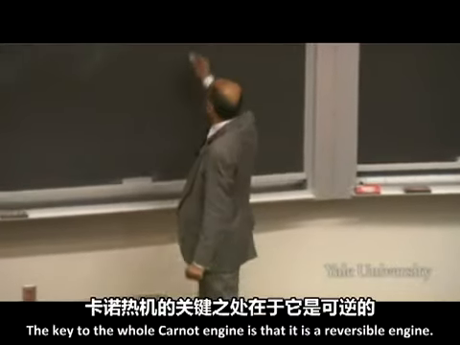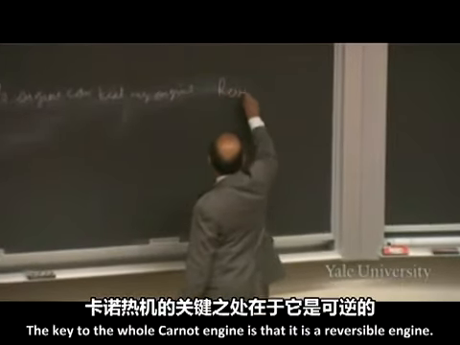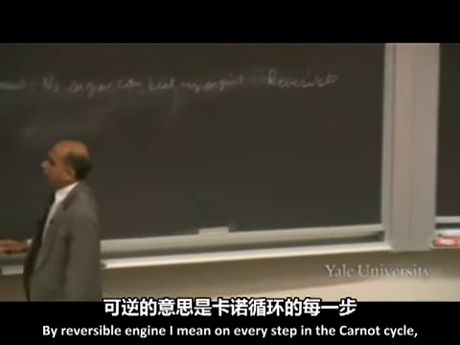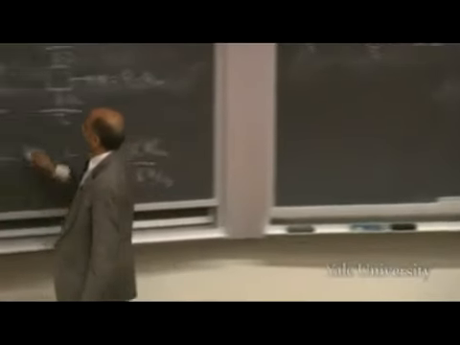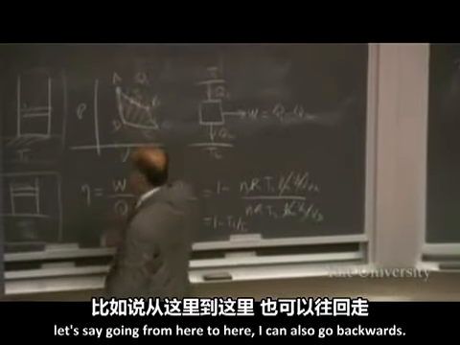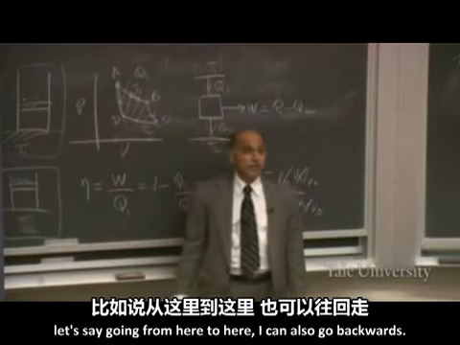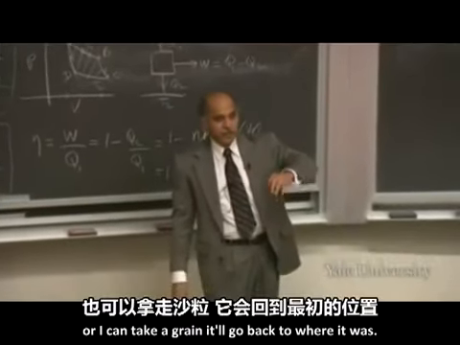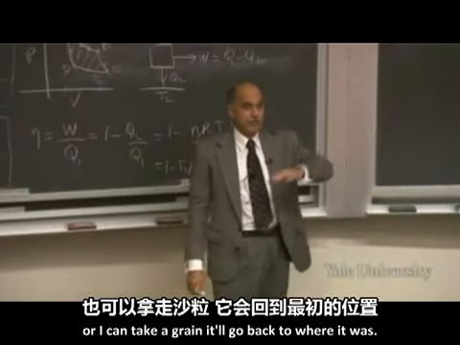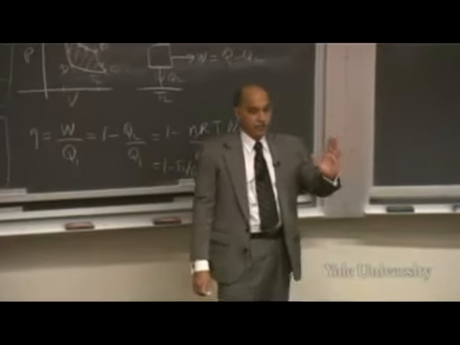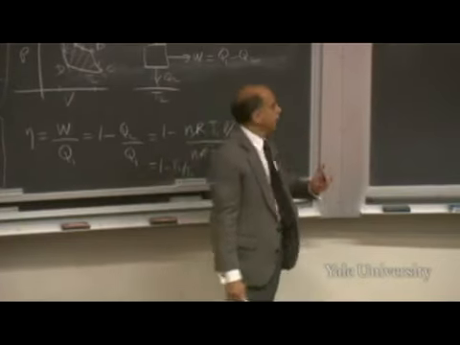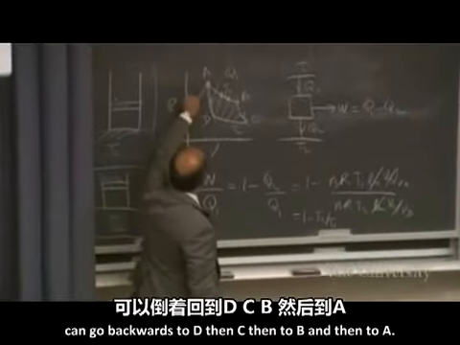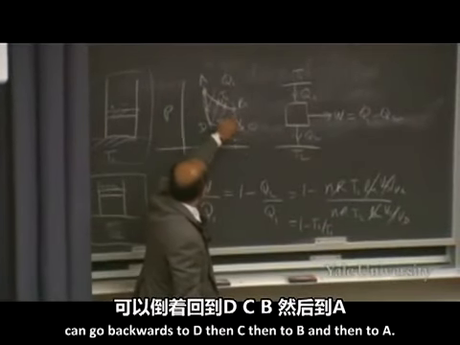The key to the whole Carnot engine is that it is a reversible engine. By reversible engine, I mean at every step in the Carnot cycle, let's say going from here to here, I can also go backwards. I can put a grain of sand and compress a piston, or I can take a grain of sand, it'll go back to where it was. You're never far from equilibrium, and if you can go one way, you can go the other way. That also means the Carnot engine, starting at the point A, can go backwards to D, then to C, then to B, and then to A.